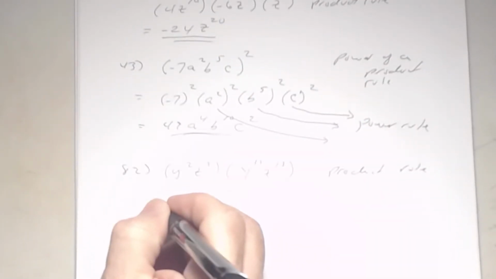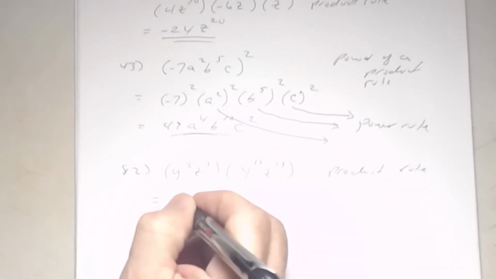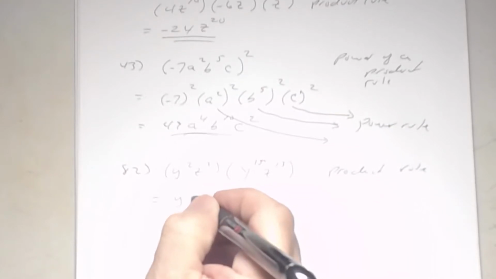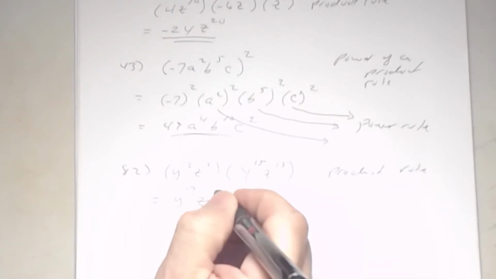What's the answer? Is that 15? Yeah, that's 15 and 13. Y to the 17th, z to the 15th. So that's 82.